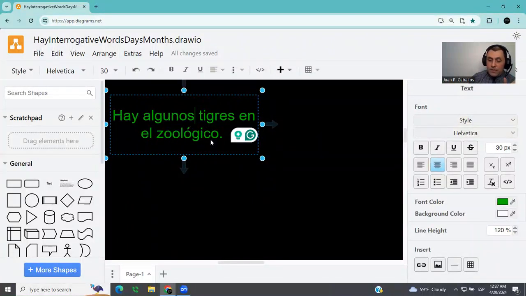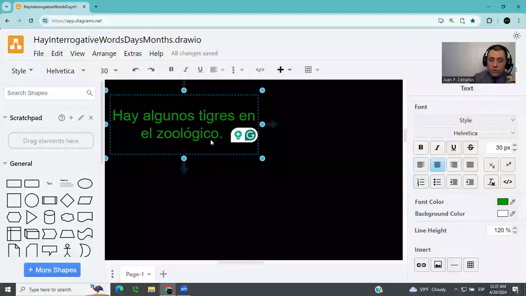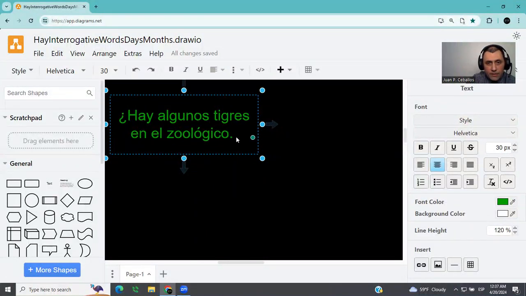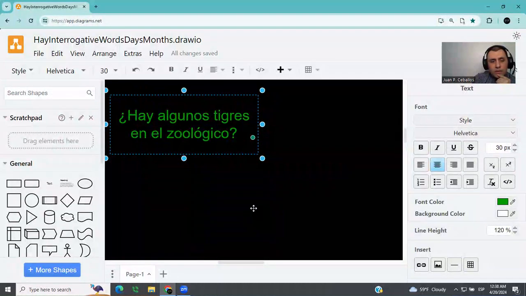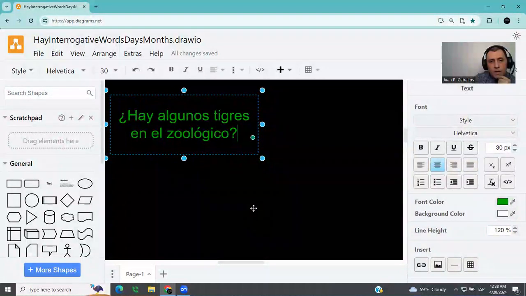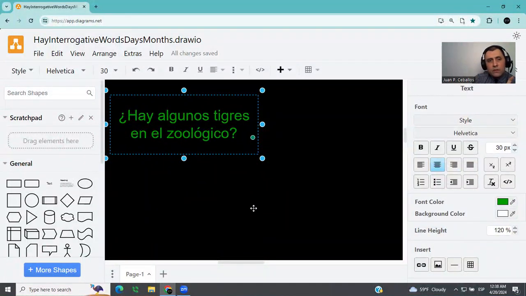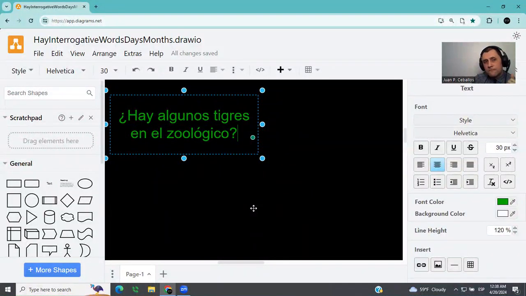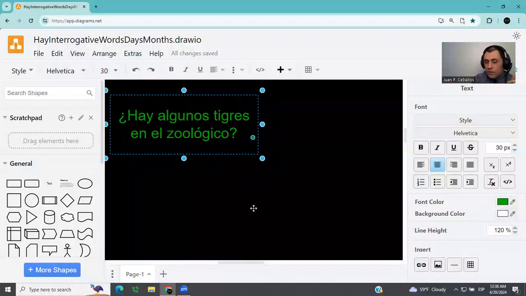So the verb hay is very easy. This is how you form an affirmative sentence with the verb hay. To make it an interrogative sentence, all you have to do is add the interrogation marks at the beginning and the end, because we have two in Spanish, and just change the tone of your voice. Example, ¿hay algunos tigres en el zoológico? Okay, that's all you do.